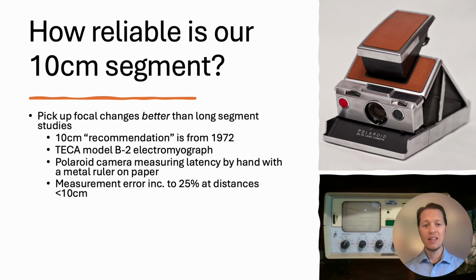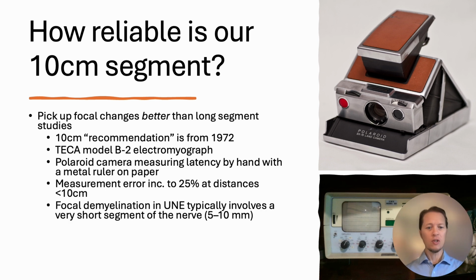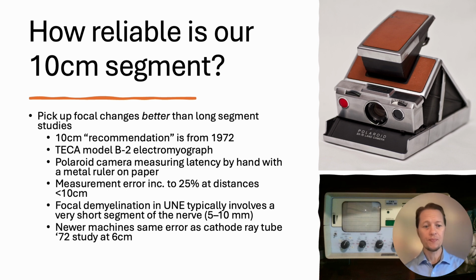When they did this, they found that once you got to segments shorter than 10 centimeters, your measurement error using the pencil and the ruler increased to about 25% measurement error, which of course is horrible and unacceptable for a standard value or a reference value. So that's where the 10 centimeter segment came from. That's it. That's the only way we all came to follow this 10 centimeter rule. When we have ulnar neuropathy at the elbow, it is a shorter segment, often 5 millimeters, for example, and you might miss it if you use a large segment across the elbow.